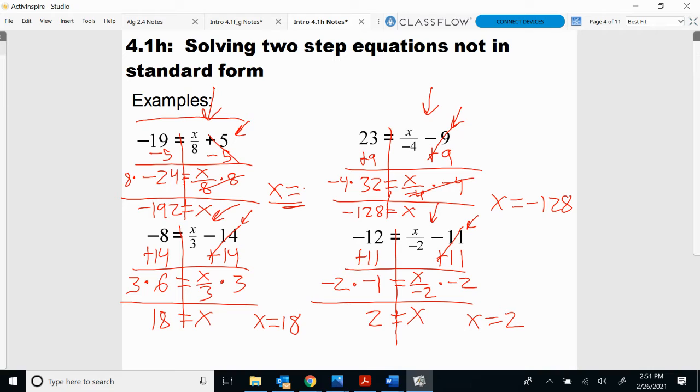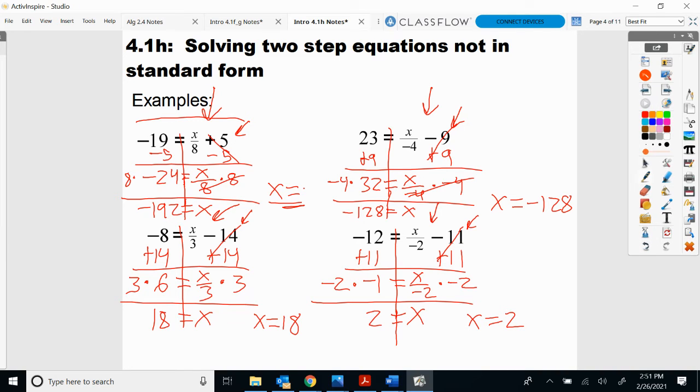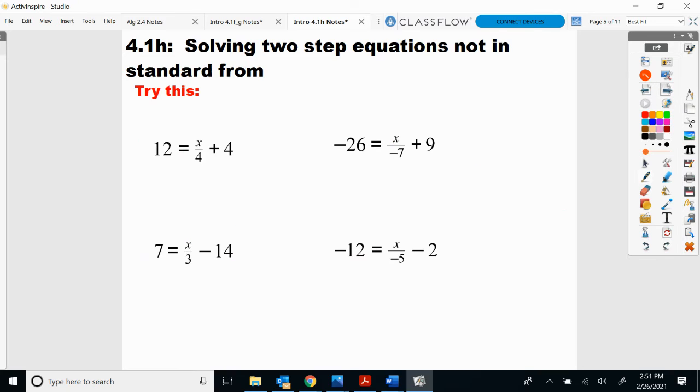All right, so there's some examples of a few of them that are not in standard form. Hopefully those worked out okay for you. I got a few for you to try, and then we'll take a look at some other examples after that. Okay, so try those ones out. See if you can do those. They're similar to what we just did. Pause the video, see how that goes, and then hit play, and we'll see what you get for an answer.